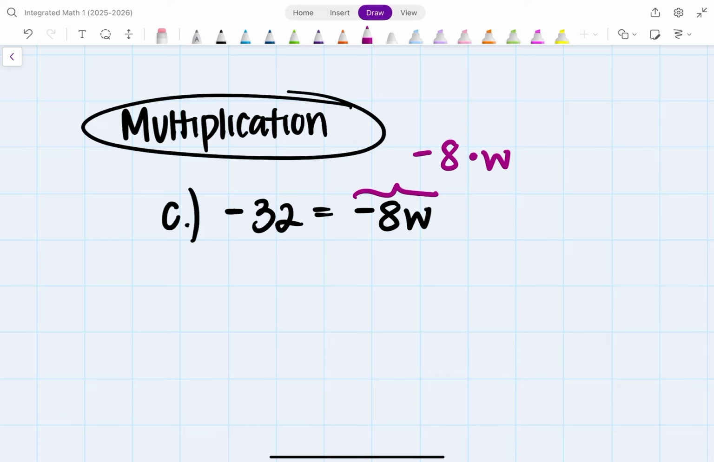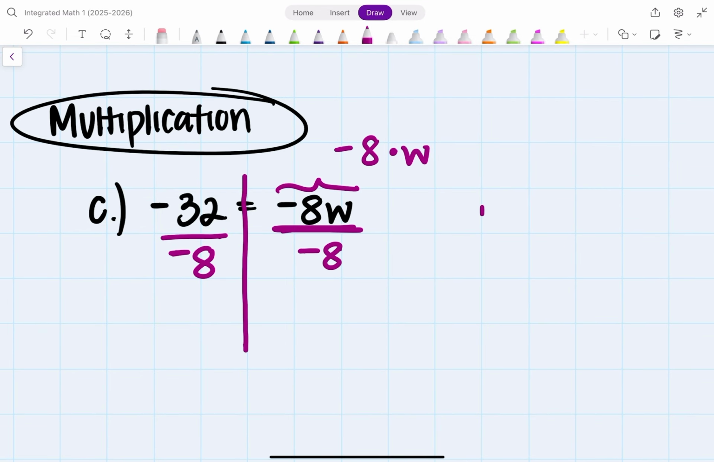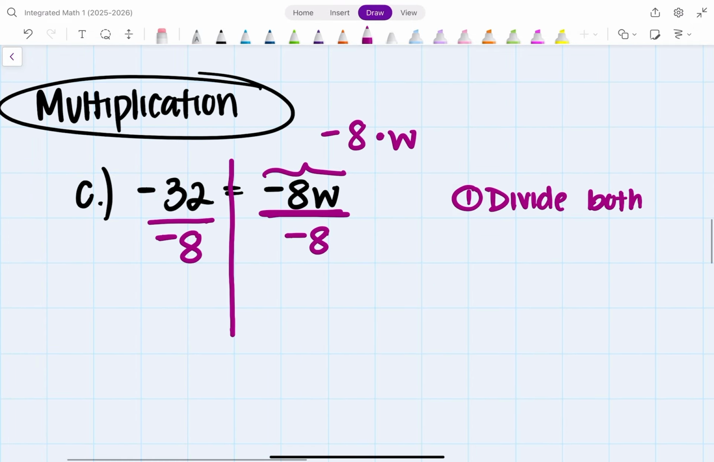I talked about, guys, that the inverse of multiplication is division. So that's what I'm going to do, right? I'm going to go ahead and split my equation. And because the negative 8 is multiplying, I'm going to go ahead and do the inverse and divide both sides by a negative 8. So first step in this case, guys, is to divide both sides by negative 8.